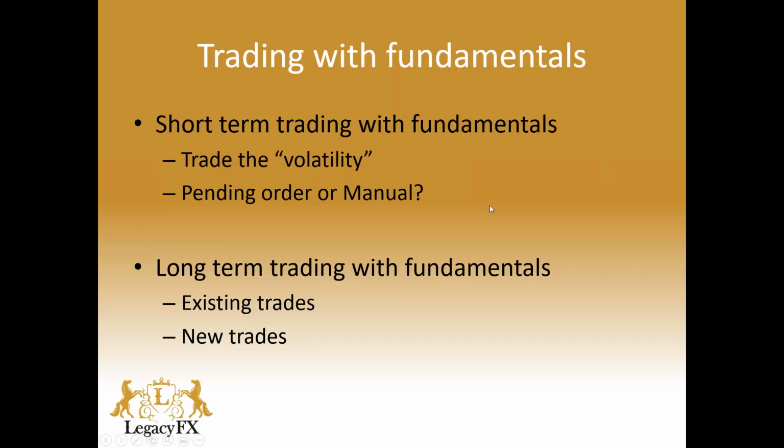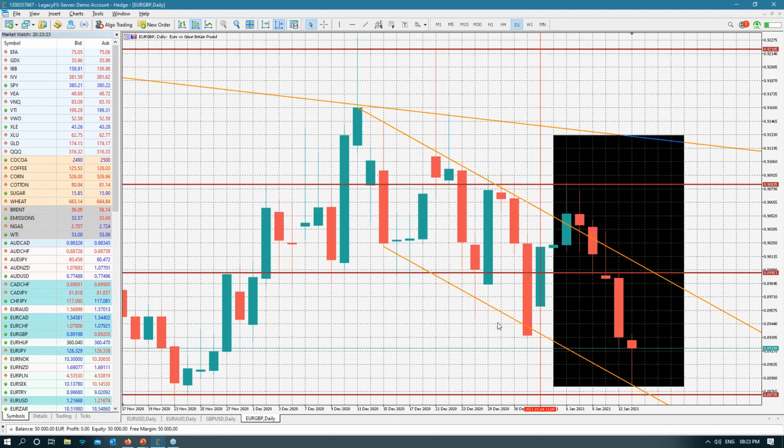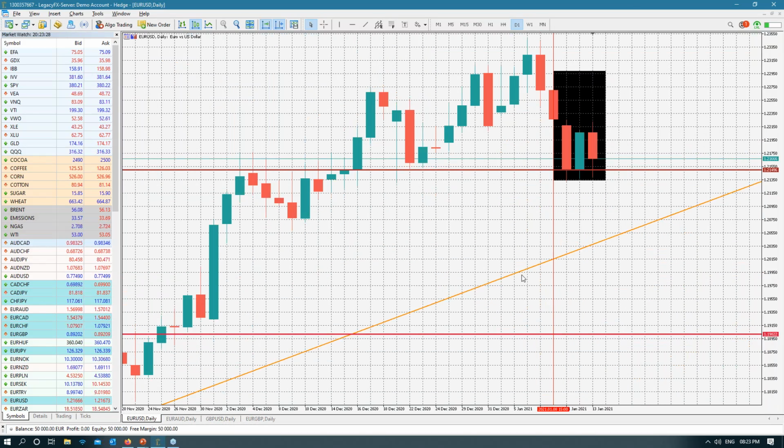All right, so first let's start looking at some short-term trading using your fundamentals. And this is where we start looking at charts. Now, let me just switch to this one first. This is the Euro US dollar, and this is on a daily basis. And this is a completely blank chart basically.